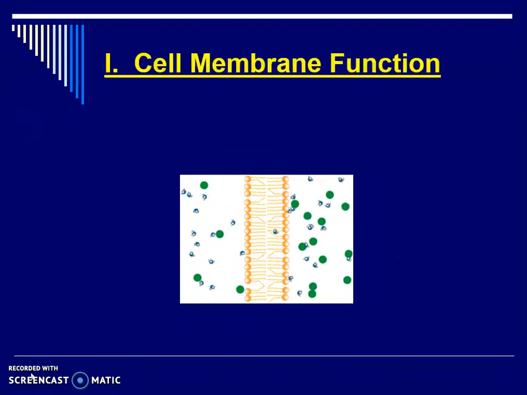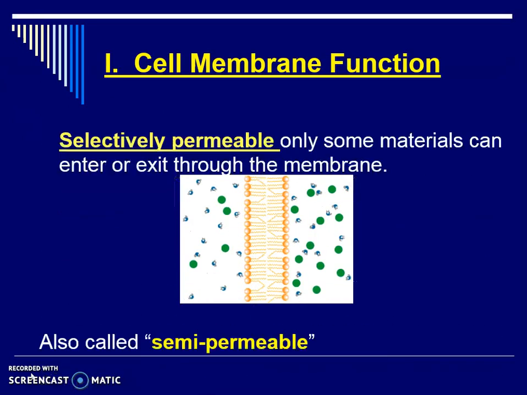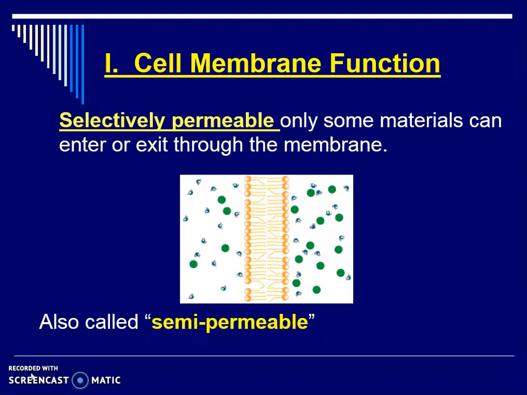So the cell membrane has a really important function. It is selectively permeable. It only allows some materials to enter or exit. Because of that, we also think of it as selective or semi-permeable. Permeable things let everything through. So selectively permeable only lets some things through. Because of this, the cell membrane helps maintain homeostasis.